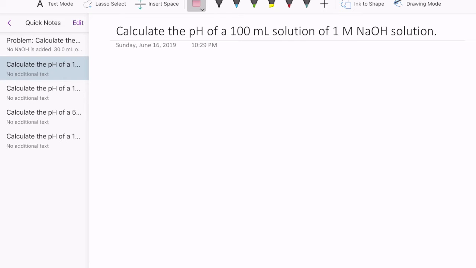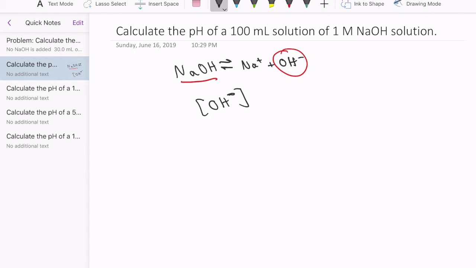So to do this, we first want to write out the equation, as we should always do with any problem. So we'll say NaOH dissociates into Na+ ions and hydroxide ions. In this situation, all we're really concerned about are these hydroxide ions, since that's what determines the pH. Since it's a strong base, we know that this sodium hydroxide completely dissociates into these two components. So this 1 molar solution of sodium hydroxide turns into a 1 molar solution of sodium ions and of hydroxide ions. So the concentration of OH- ions at equilibrium is equal to 1 molar.